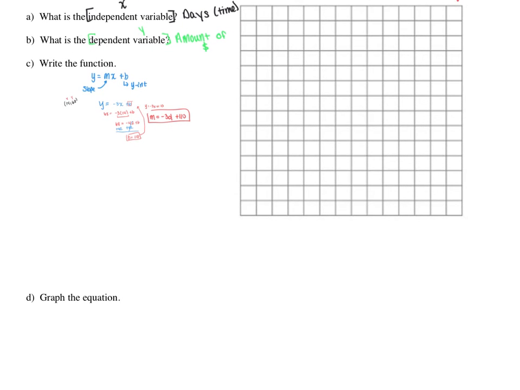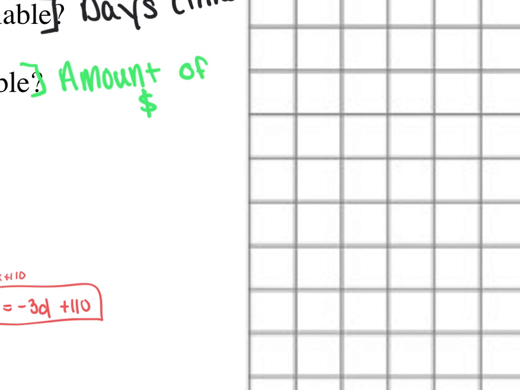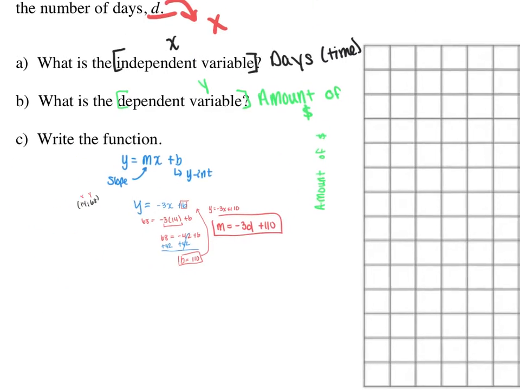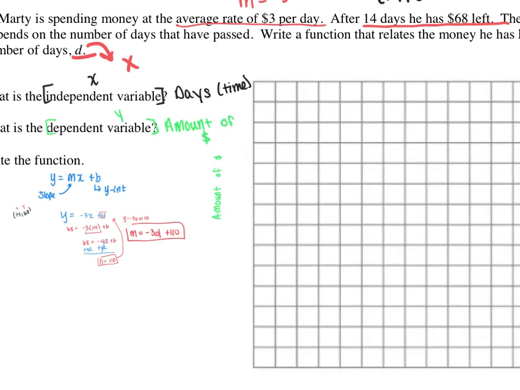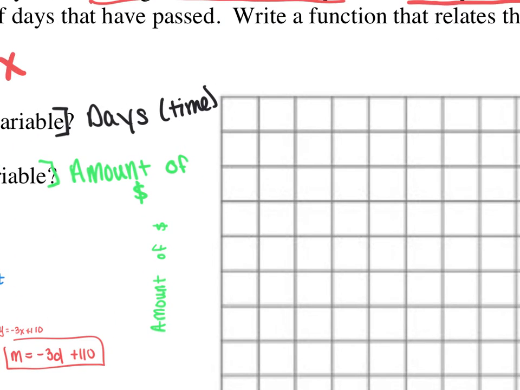Now part D, graph that equation. Remember, your x-axis is your time or your days. Your y-axis is the amount of money. So if you look, I have my rate of change is negative 3. I start at 110. So what I'm going to do is actually make my top piece 110. So I'm going to start my graph all the way up here.